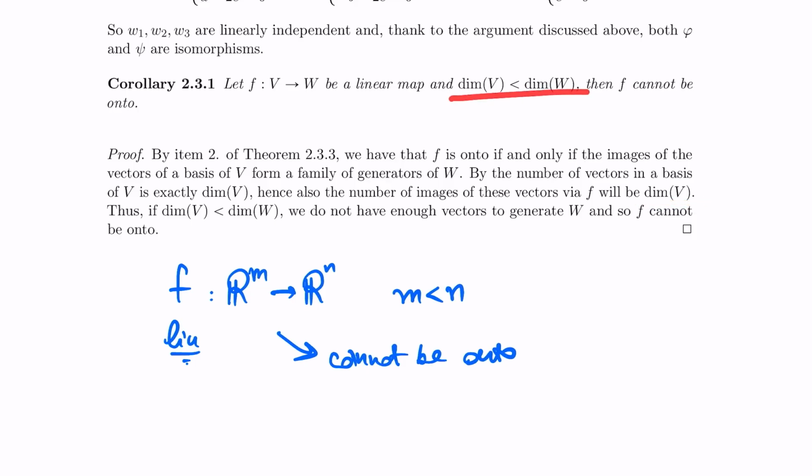But since the dimension of V is supposed to be strictly inferior than the dimension of W, we simply don't have enough vectors to generate W, because in order to generate W, we know that we must have a number of vectors that is the dimension of W.